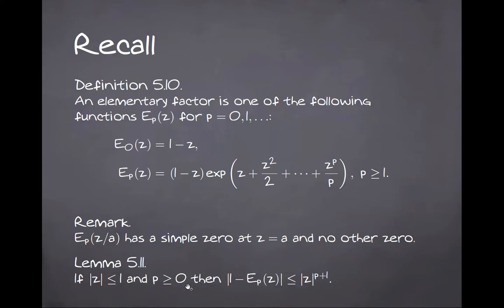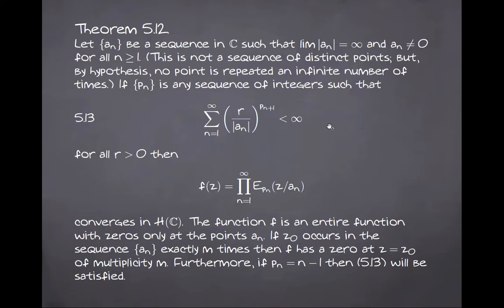And we have seen the lemma, the bound on the modulus of 1 minus E_p(z), which was used in this theorem we saw last time. Let us understand the meaning of this result. a_n is a sequence such that mod a_n tends to infinity, and a_n is non-zero for all n greater than or equal to 1. The number of repetitions of the terms a_n is allowed to be at most finite, so no complex number in the sequence is repeated infinitely many times.